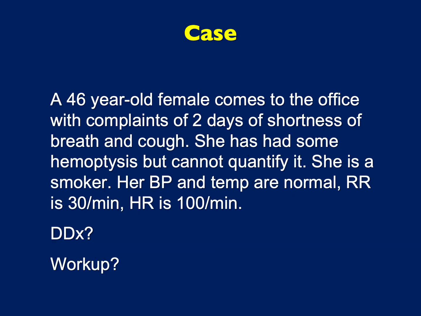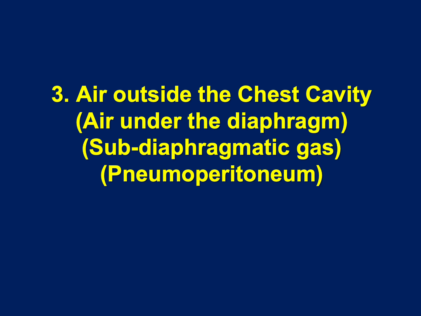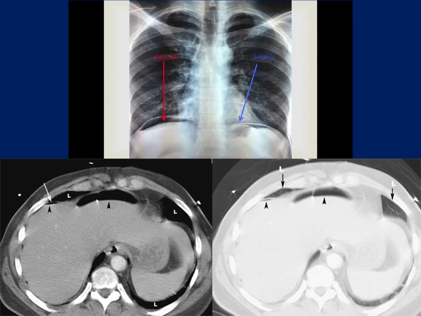Going back to our case, one of the other differentials in this case was air outside the chest cavity, or air under the diaphragm, also called subdiaphragmatic gas or pneumoperitoneum. In these pictures, you can see on the top the chest X-ray, both on the right side and the left side depicted by the red and blue arrows. You can see air under those diaphragmatic regions. This is air under the diaphragm.